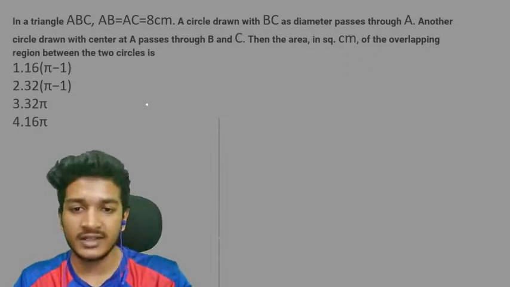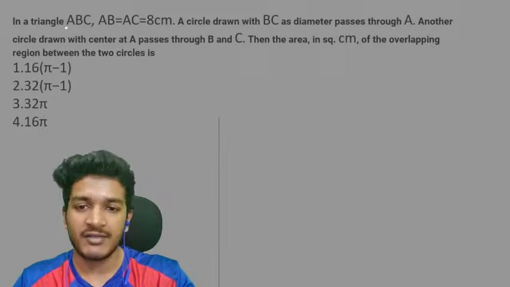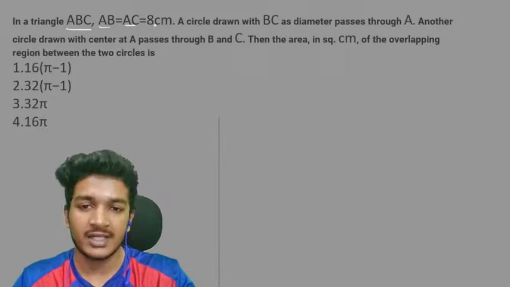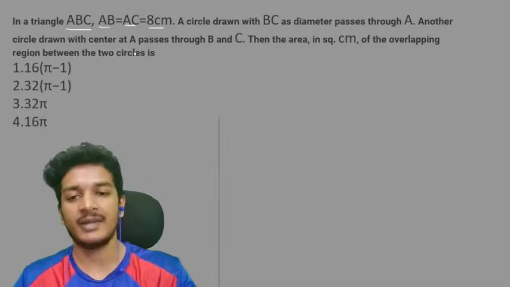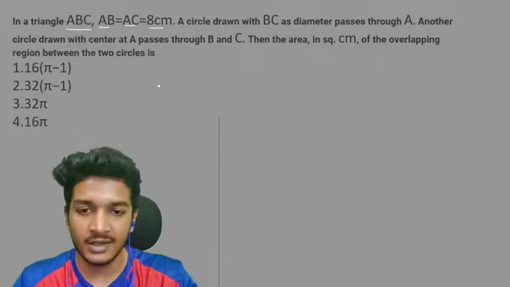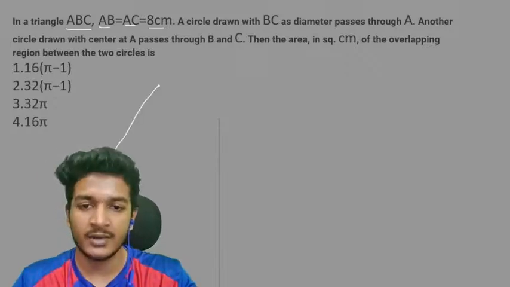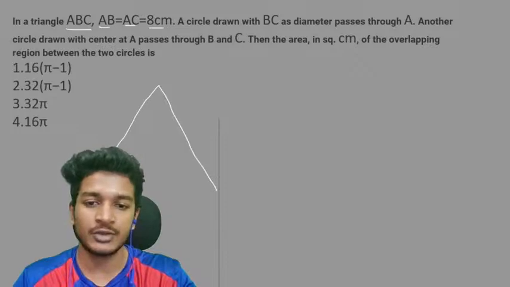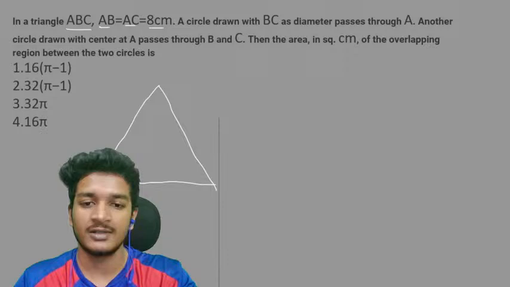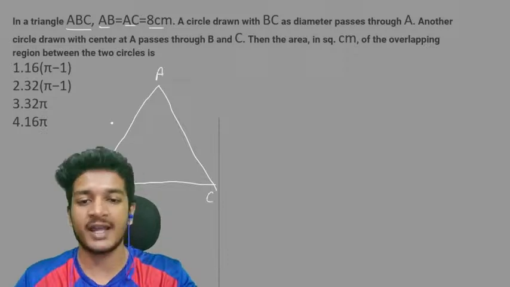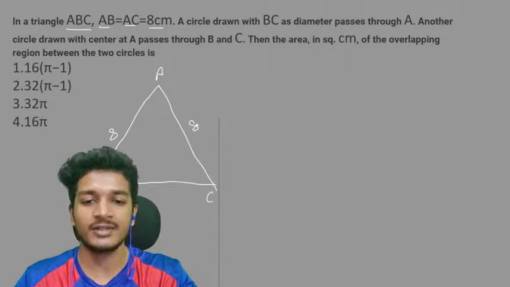Let's look at the diagram for a bit. Okay, so first you have a triangle ABC where AB equals AC, and that is 8 centimeters. So first let's draw an isosceles triangle. It is isosceles, I know that for sure, because it says that two of the sides are of the same length. So let's call this A, B, and C. This is my triangle. This is of 8 centimeters. This is of 8 centimeters.